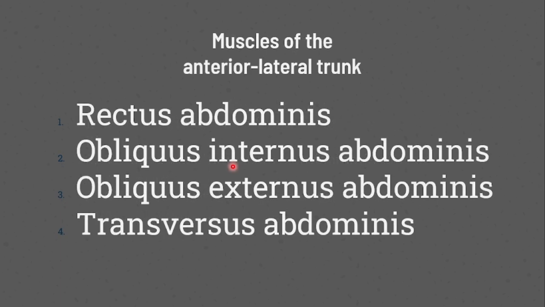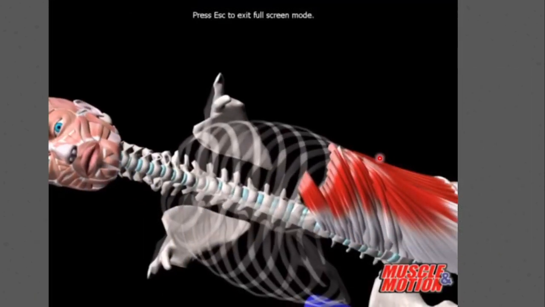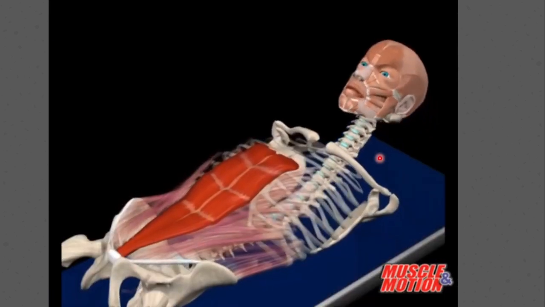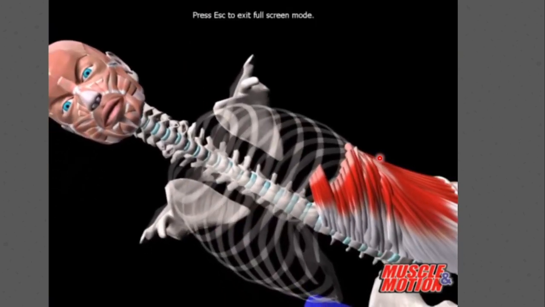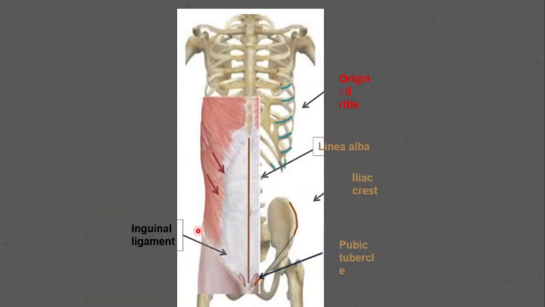We also have the muscles of the anterior lateral trunk: rectus abdominis, obliquus internus abdominis, obliquus externus abdominis, and transversus abdominis. This is the image of the rectus abdominis, external oblique, and transversus abdominis here. We have the linea alba, which is the common origin for them. We have some actions for the external oblique. See here, we have some posterior pelvic tilting. Let's take a look at some images.